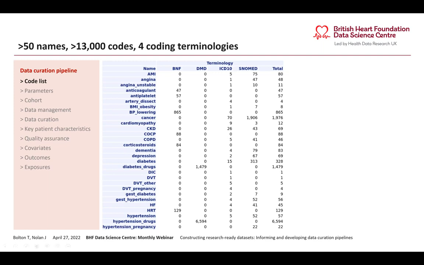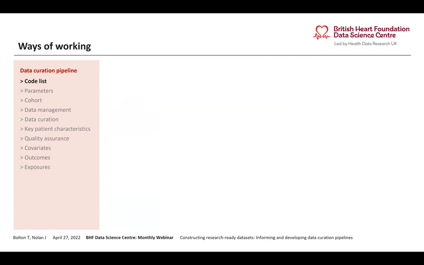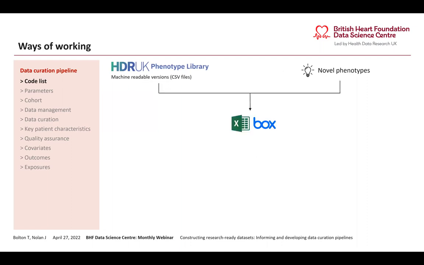I'd just like to mention briefly a way of working in case it's helpful to others. So typically a project will create a code list based on existing and novel phenotypes. Our preference when undertaking our next multi-nation project will be to have a central and definitive code list which is stored outside of both TREs. Could be saved in an Excel workbook in Box, for example, and this could include code-specific options.